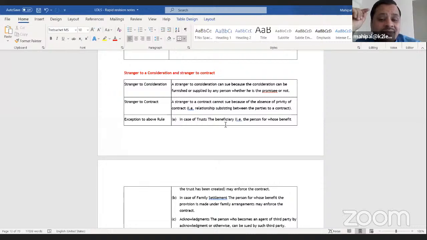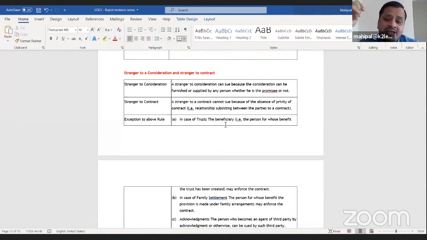Doctrine of privity of contract means to say a contract is a private relationship between the parties and only a party to the contract can sue or be sued. The person who is not a party to the contract is called a stranger to contract, but a party on whose behalf the contract has been entered, then he becomes a stranger to consideration. Generally, stranger to contract cannot sue, but stranger to consideration can sue. And these are the exceptions to the rule where stranger to contract cannot sue.